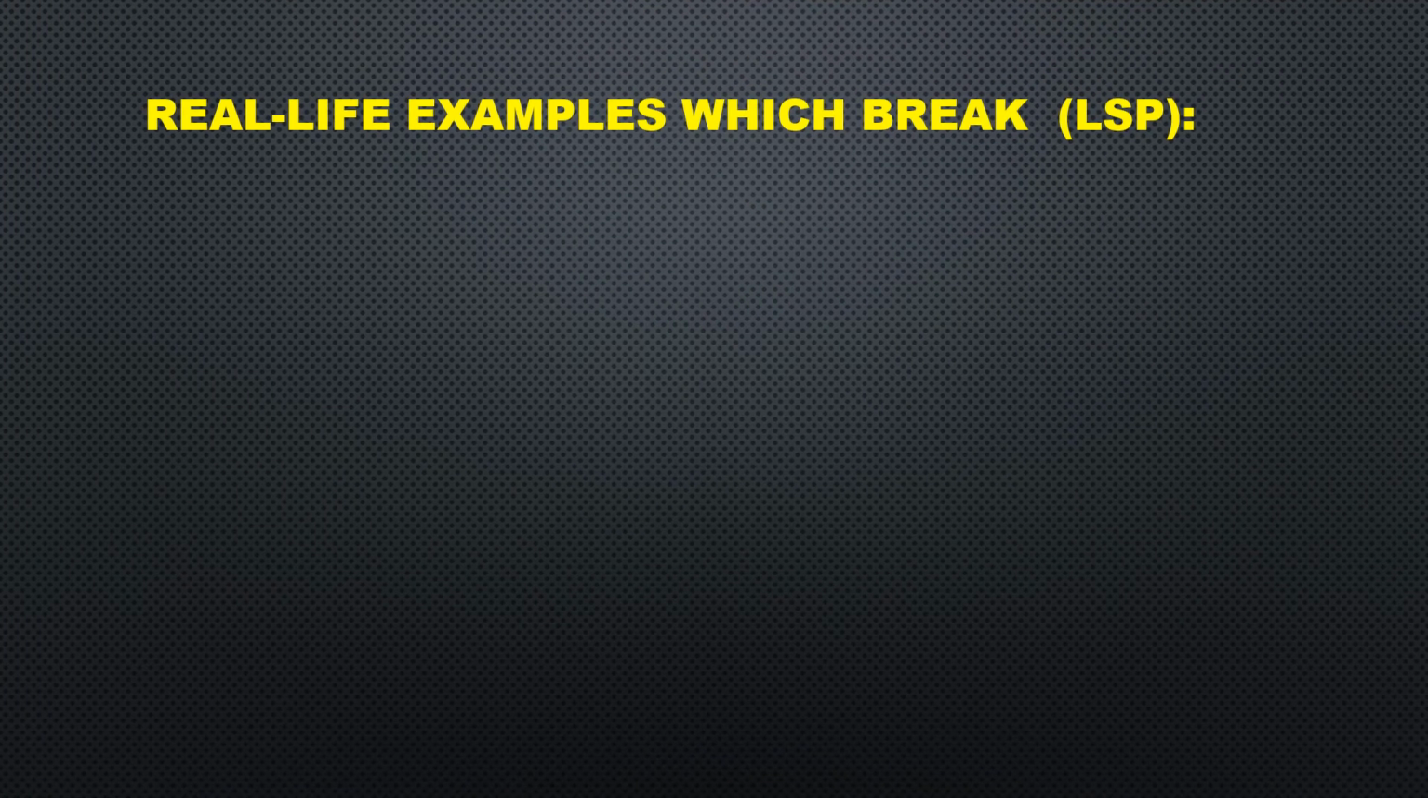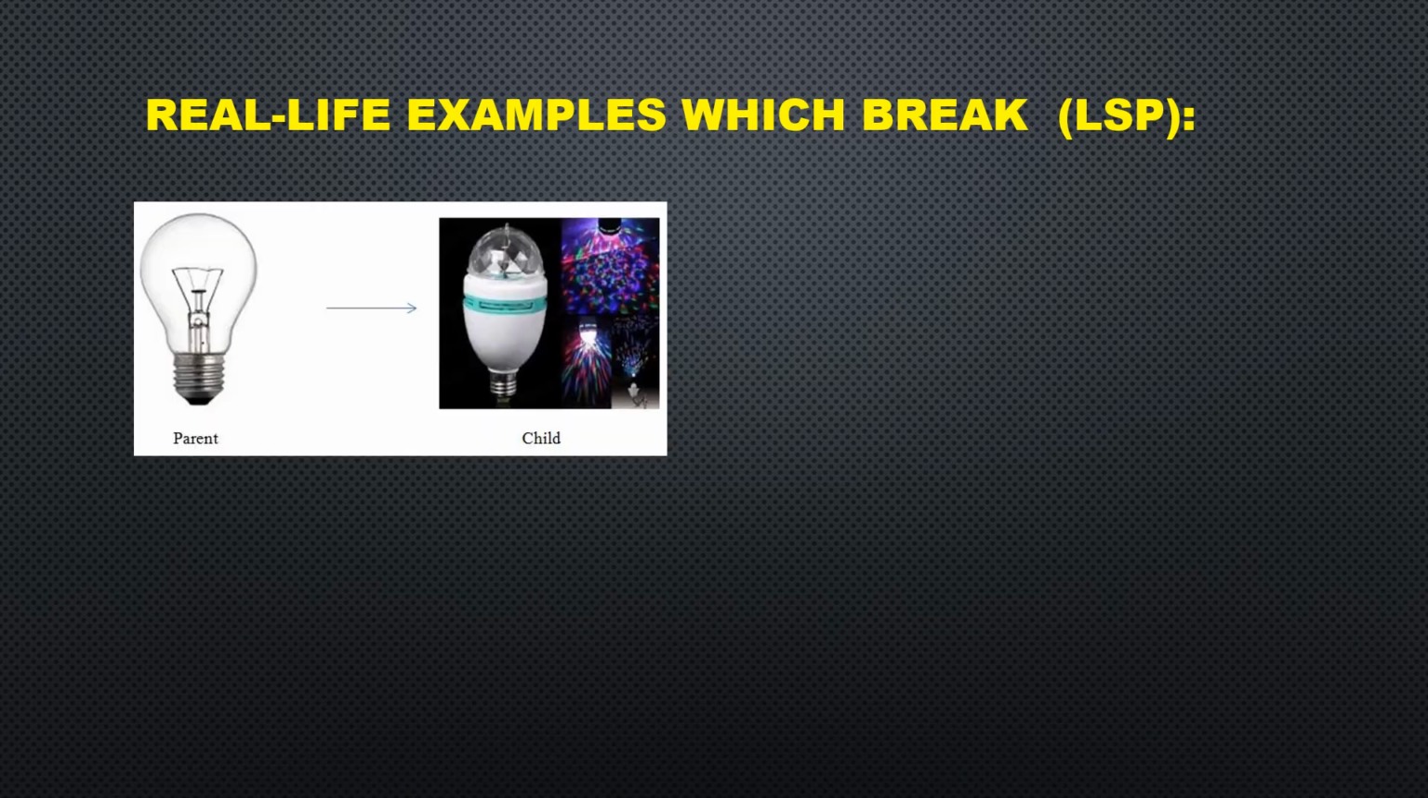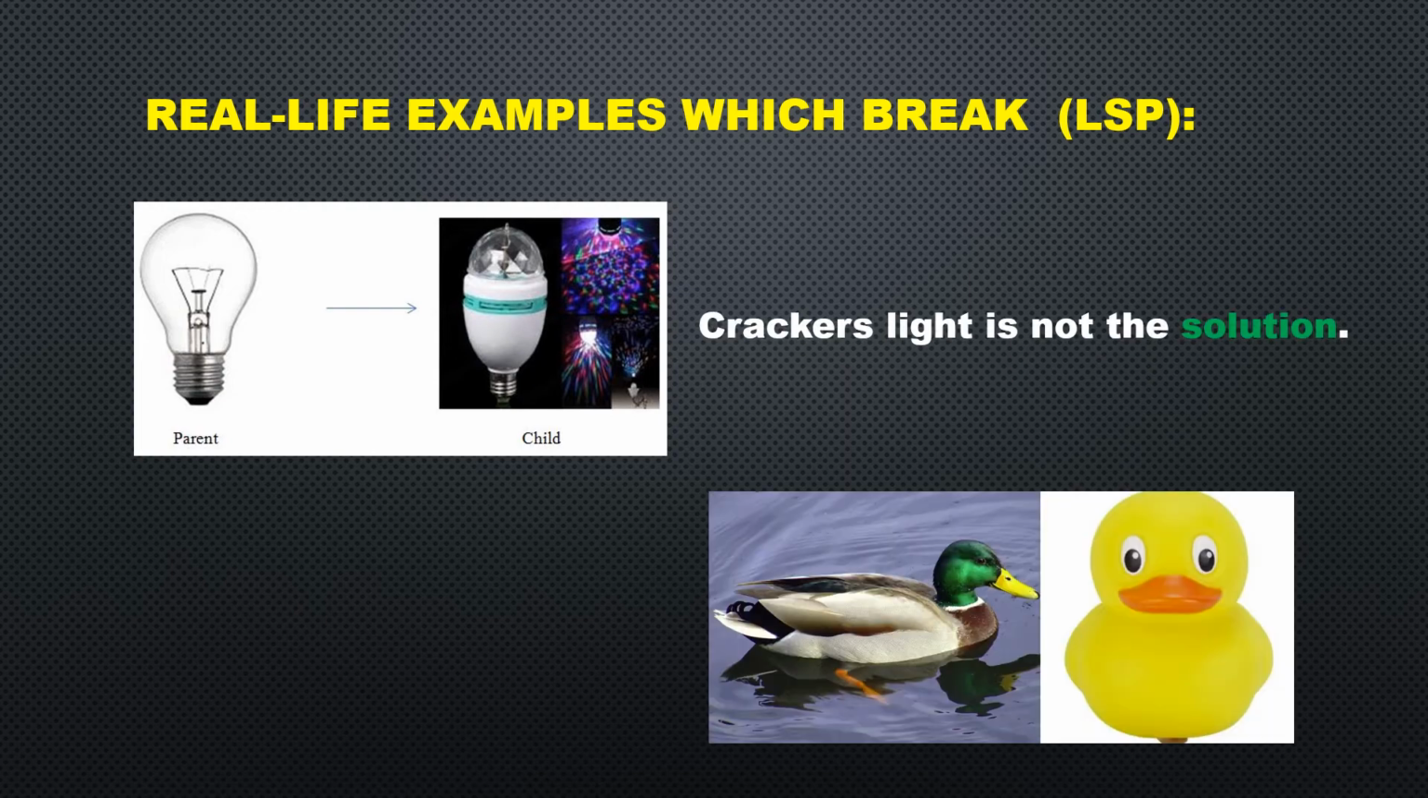A few more real-life examples. Your landlord wanted you to fix the main gate's light bulb, but you gave him Diwali lights instead. Will he be happy? No, he won't be happy. Cracker lights are not the solution. Similarly, you feed your neighbor's pet duck expired bread and now it's dead. You decide to replace it with a toy duck. Will he be happy? No, sure he won't be happy. This is not the solution. A doll duck is not the solution.